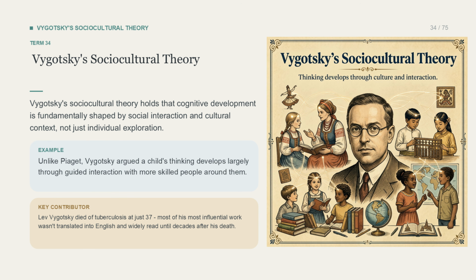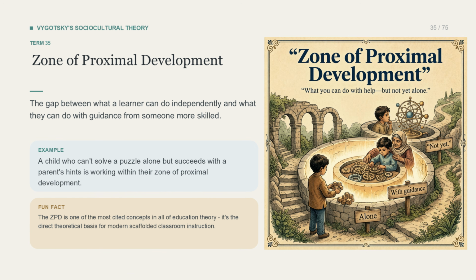34. Vygotsky's Sociocultural theory. Vygotsky's sociocultural theory holds that cognitive development is fundamentally shaped by social interaction and cultural context, not just individual exploration. For example, unlike Piaget, Vygotsky argued a child's thinking develops largely through guided interaction with more skilled people around them.